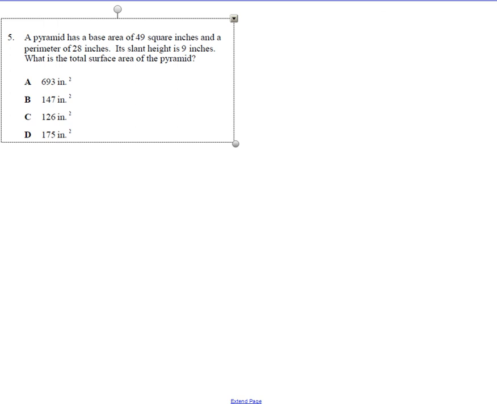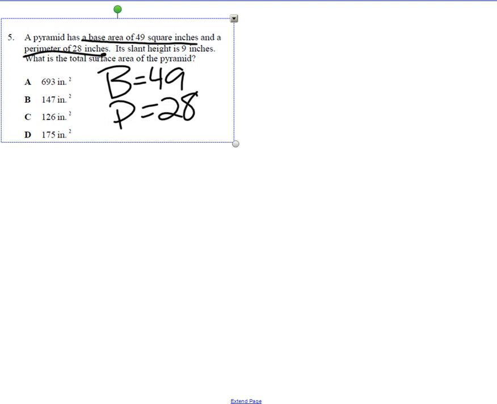All right, number five. This one's also really easy. You should always be thankful when they tell you that it has a base area of 49, because that saves you a whole lot of trouble here. And it tells you the perimeter too. So it tells us that B is 49. It tells us that the perimeter is 28. And it also tells us the lateral height. So that's really everything we needed to calculate is done for us. So we don't even need a picture for this. All we need is the formula. So formula for total area of a pyramid is 1/2 PL plus B.